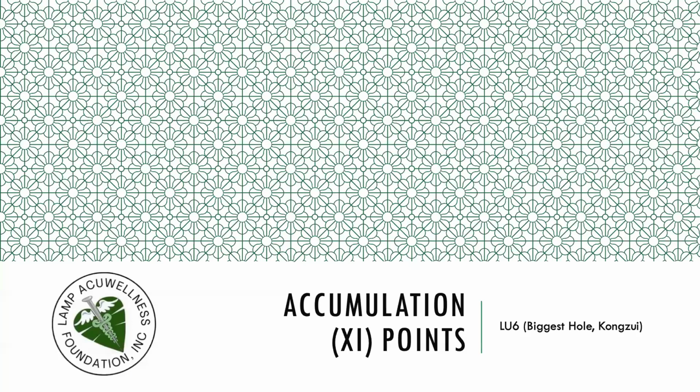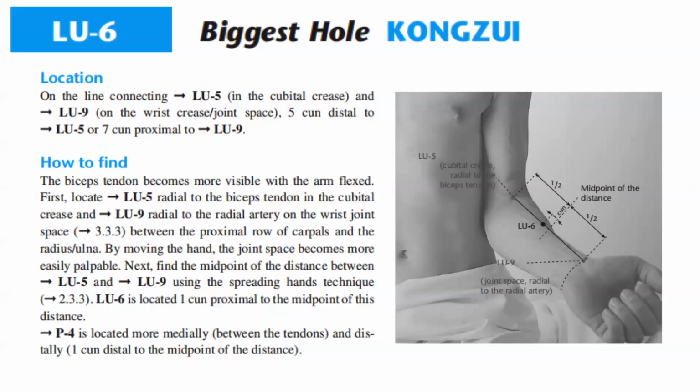Let's continue our discussion on the accumulation or Xi points. Particularly today, we'll discuss Lung 6, the Kongzui. Lung 6 is located on the line connecting Lung 5 in the cubital crease and Lung 9 on the wrist crease and joint space, 5 tunes distal to Lung 5 or 7 tunes proximal to Lung 9.